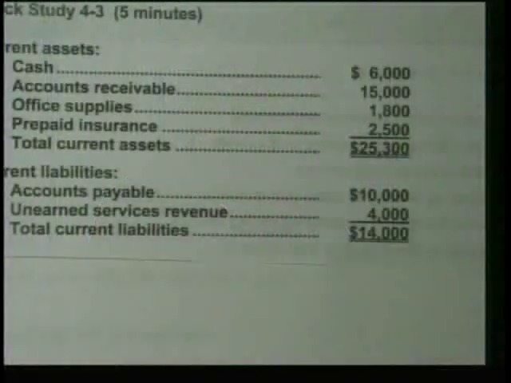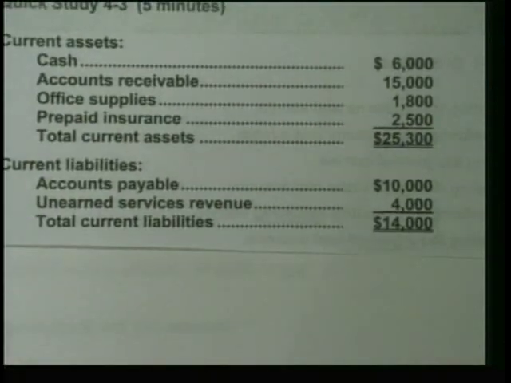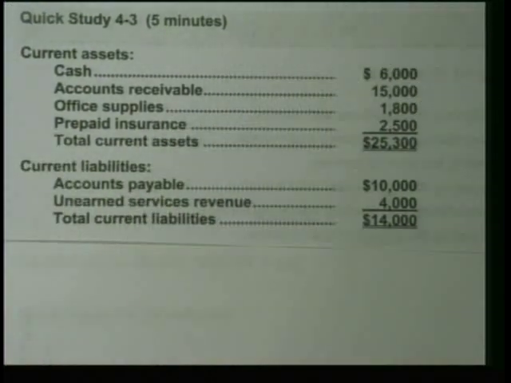Compute the current ratio using the following information. Okay, well, the first thing that we have to do is we have to know which are the current assets and which are the current liabilities, right? So, for this specific company, the current assets are cash, AR, office supplies, prepaid insurance, right? And those add up to $25,300. Kara? Wouldn't buildings be a part of that? No.